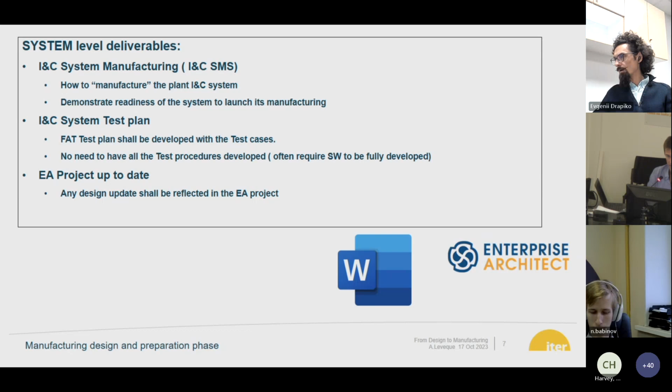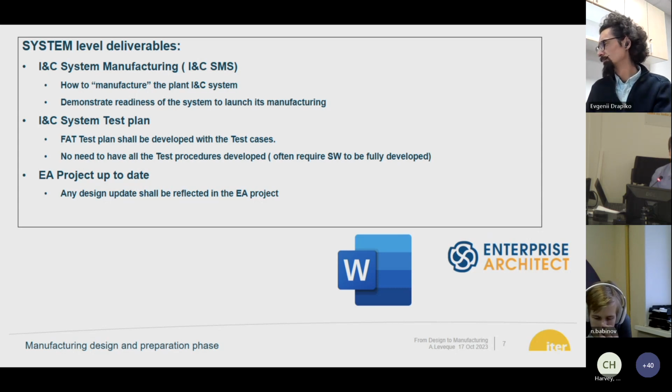The INC test plan at system level also needs to be developed, starting with the full test case. We don't need to have all the test procedures finalized, because very often that will require the software to be fully developed so that we can see really all the HMI, for example, to run the test. But we want to understand what you will test in each test case and what the process will be. And as I mentioned, we have to update the EA project all the time.